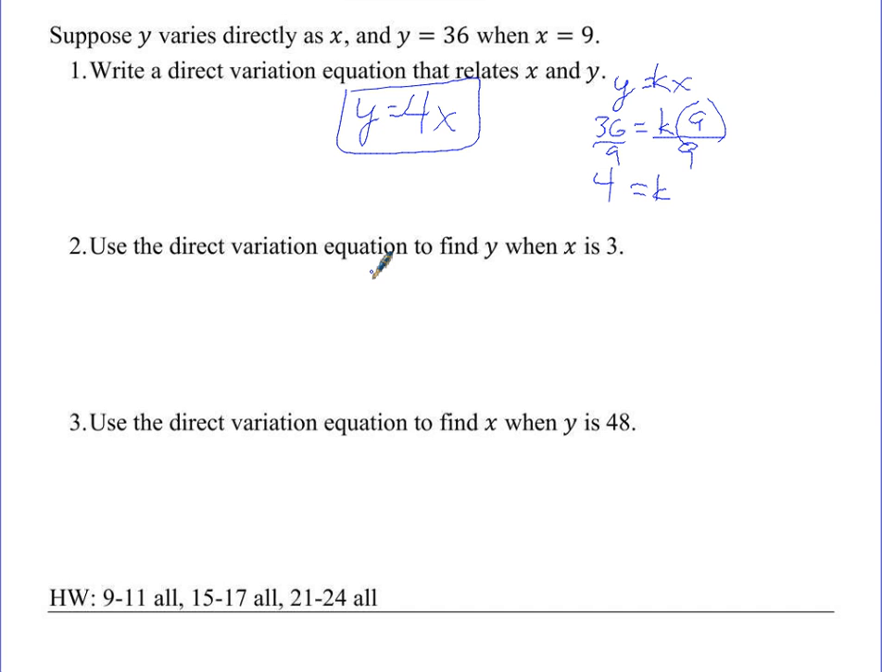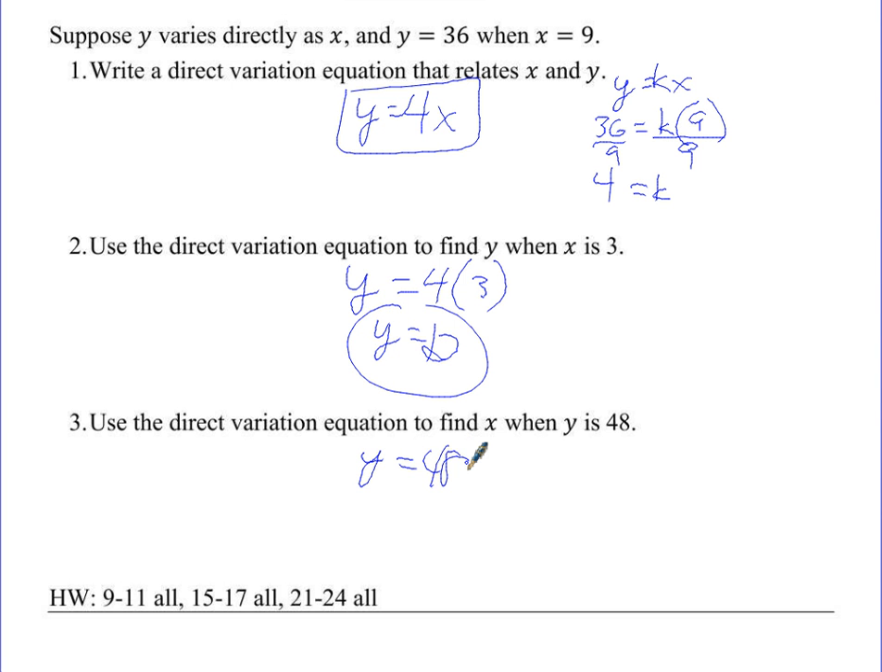All right, use the direct variation equation that you just found to find y when x is 3. What do I do? Substitute y equals 4 times 3. So we get y equals, easy. Last one. Use the direct variation equation to find x when y is 48. What do I do?